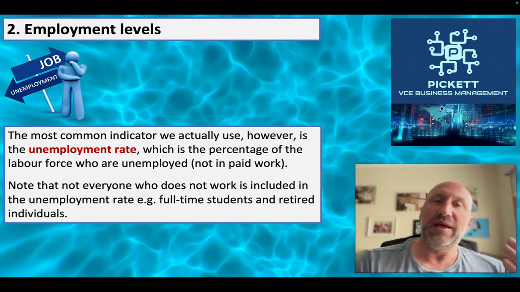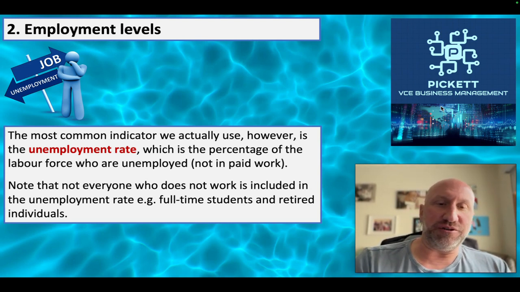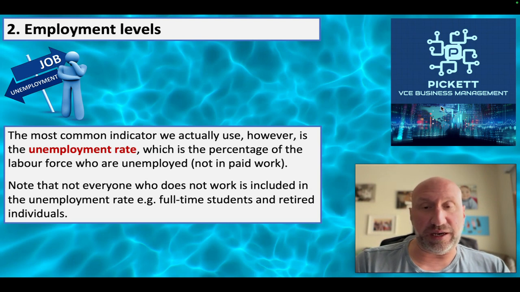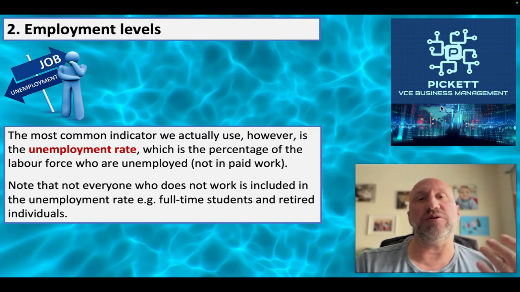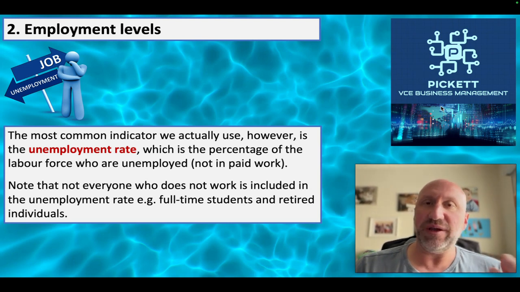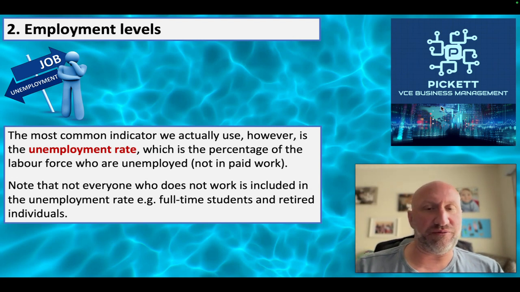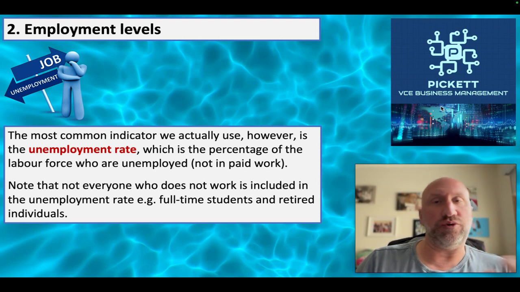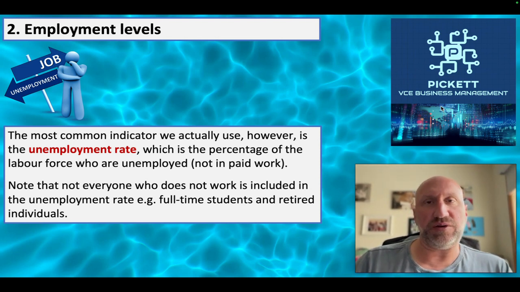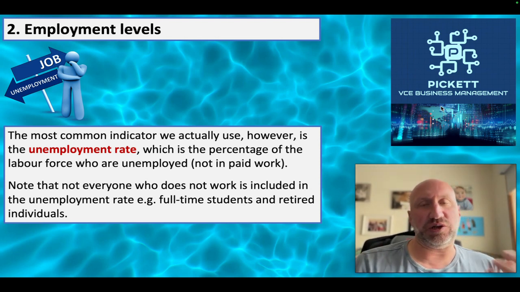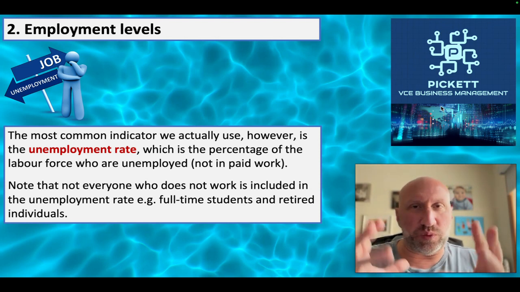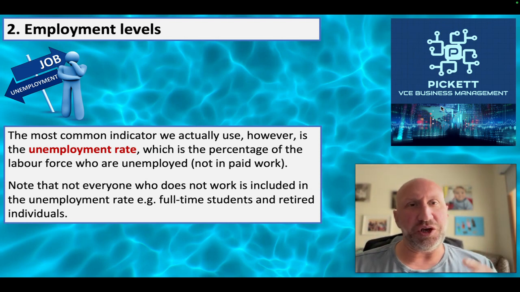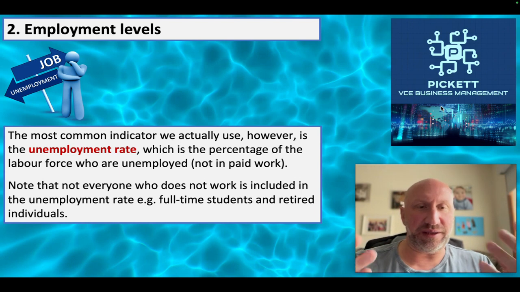Okay. Now, again, note that not everybody who does not work is included in the unemployment rate. Full-time students, although they're of working age, are not included. And retired individuals, again, they're over 15, obviously they could work, but if they're retired, we take those out as well. So we're really just looking at the working age population who could and should be working. The unemployment rate is a percentage of those that are out of a job.